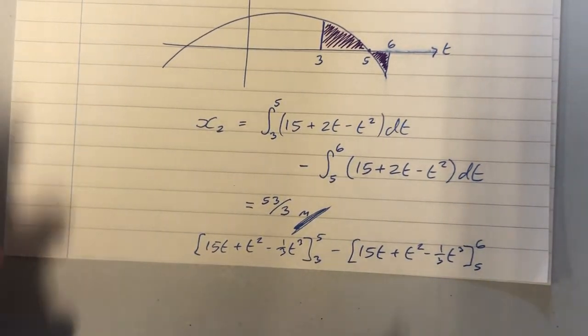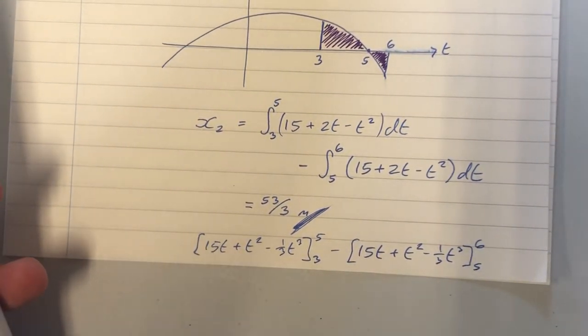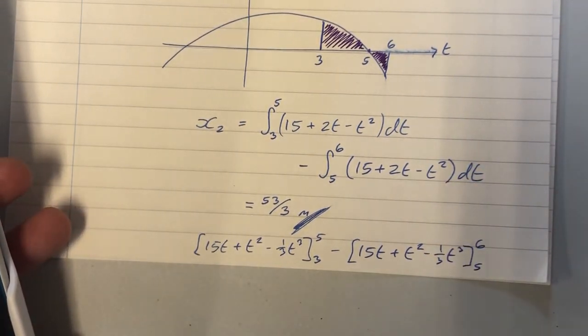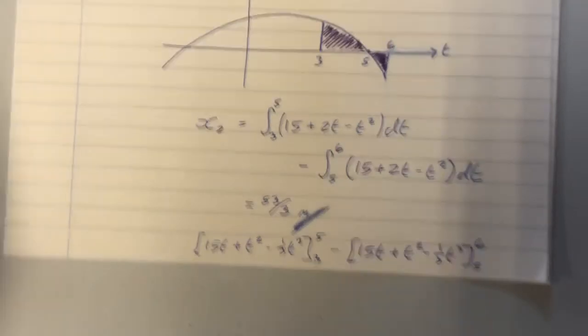Leave it as 53 thirds. You can still get the marks if you write it as 17.7 or 17.6 recurring, but a fraction is generally better.